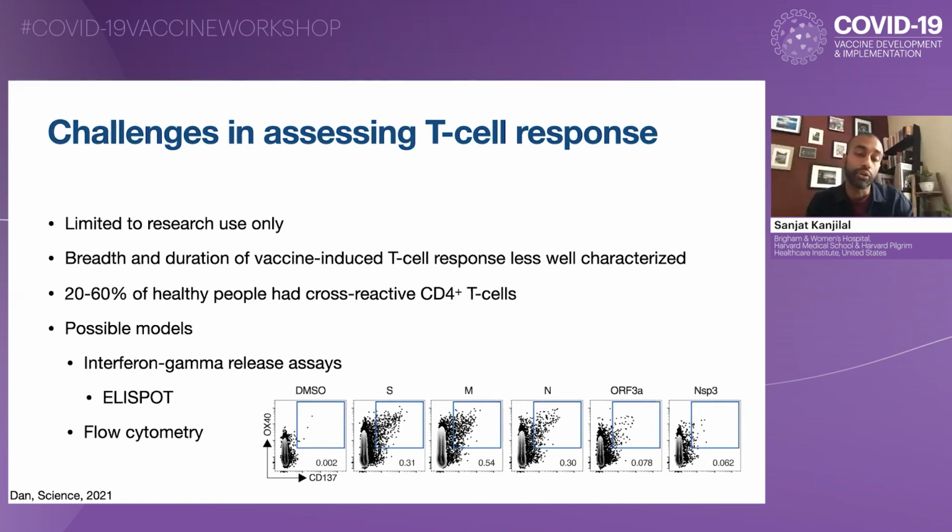Ultimately, if T cells are going to be assessed for COVID-19 diagnostics, there are a couple of models that we've used for other infections, such as interferon gamma release assays, which have been used for many years for assessing Mycobacterium tuberculosis infection. One example would be an ELISpot, for instance, and flow cytometry measures, which can try to identify both CD4 and CD8 T cells, depending on effector or memory responses. But there's quite a bit of work still left to be done to bring T cell diagnostics to clinical use.